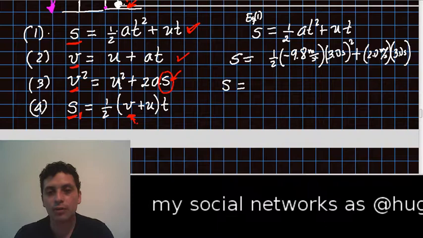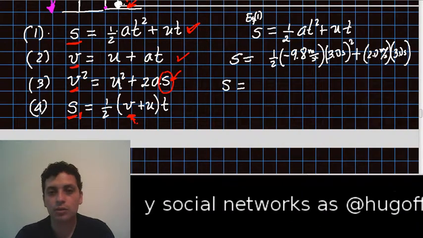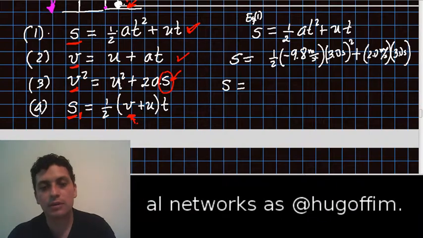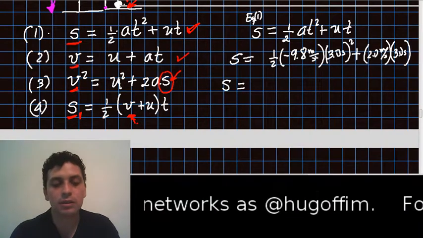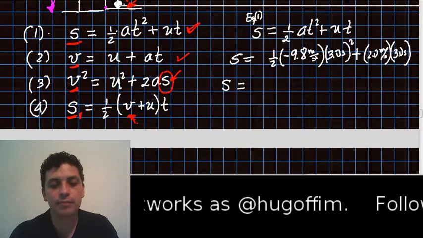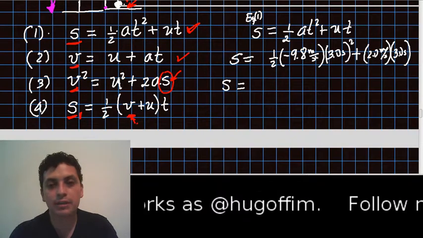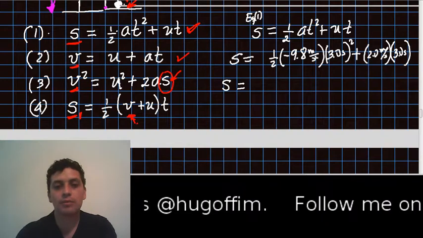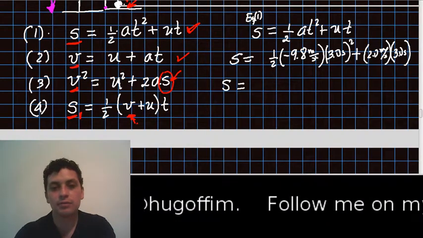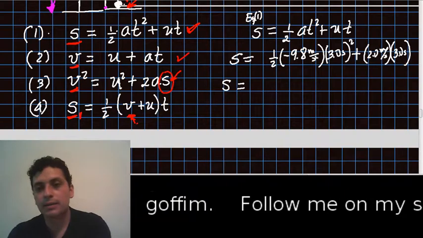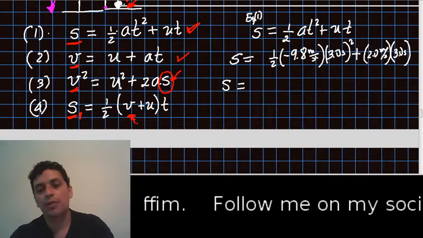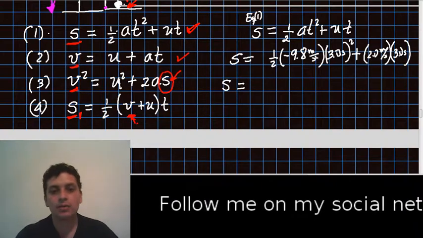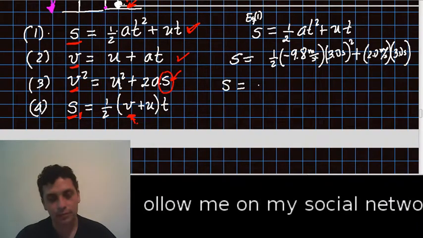and I'm going to use a calculator just to determine the value. So 1/2 times negative 9.8 times 3.0 to the second power, that will be negative, plus 2 times 3 is just 6. So my answer gets me 38.1, okay?